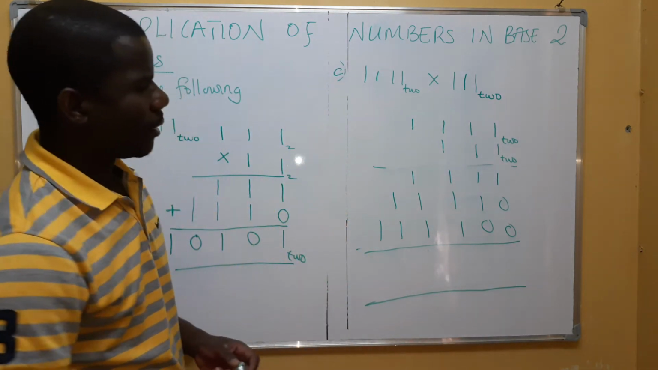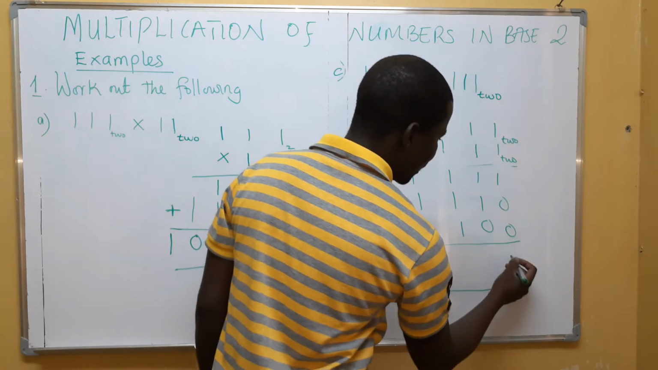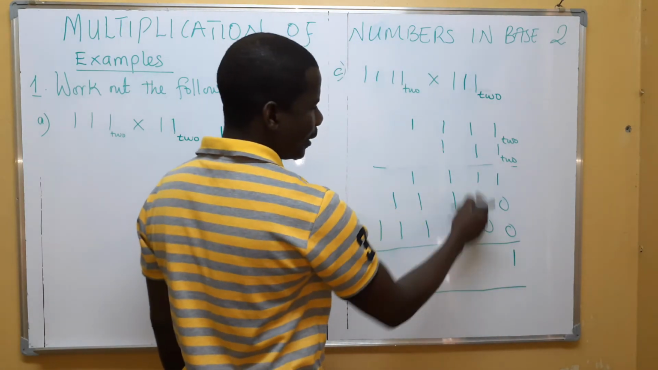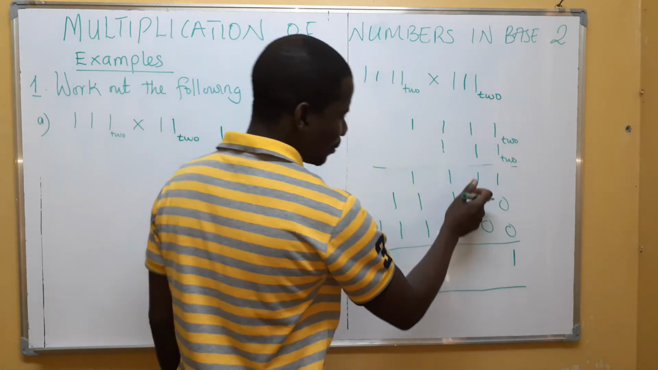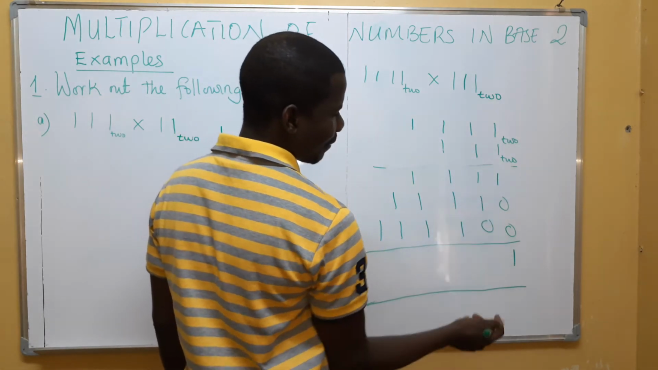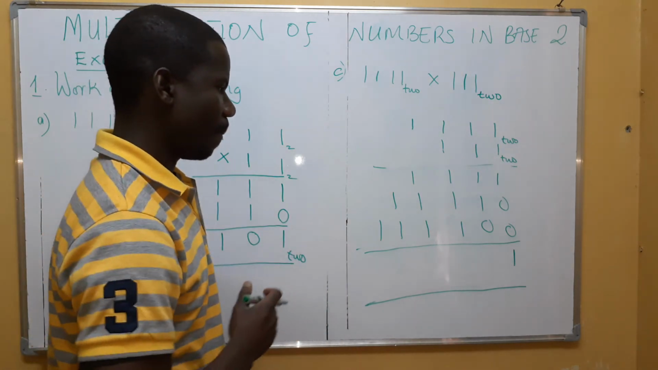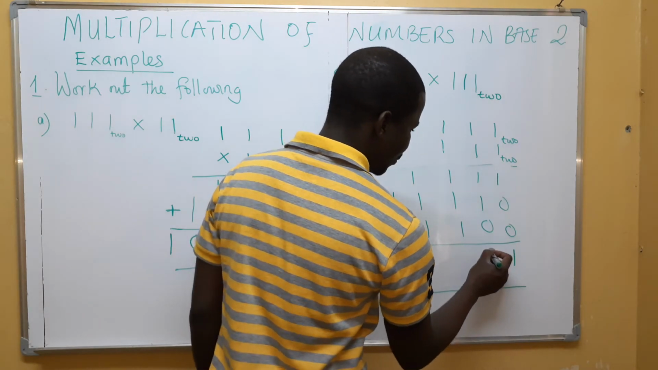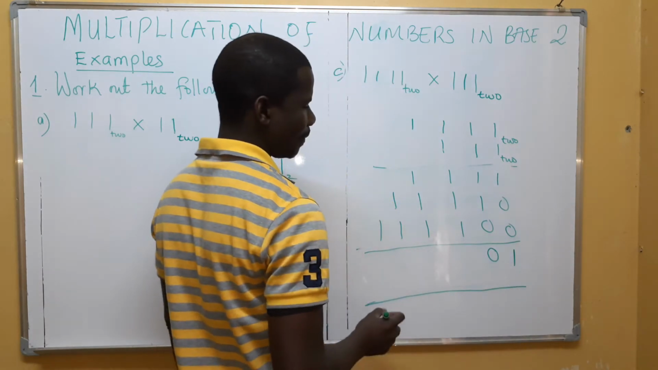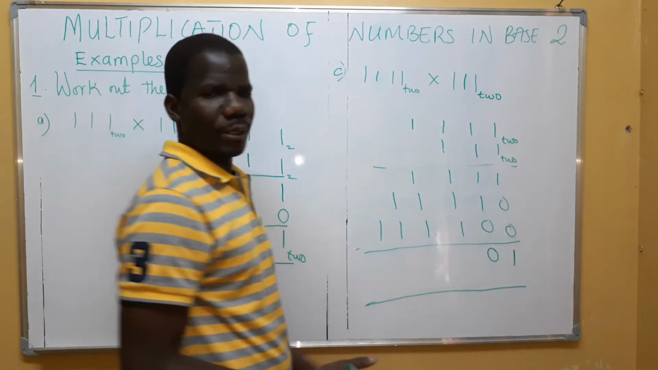Okay? Then we add. We just have to add. When we add this one, we get 1. These will give us what? Please pay attention. What are we going to get here? These are going to give us 2. That 2, you need to divide it by 2. Okay? So it will give you 1 remainder 0. You write the remainder. We get 3. Plus that 1, we're going to have 4.